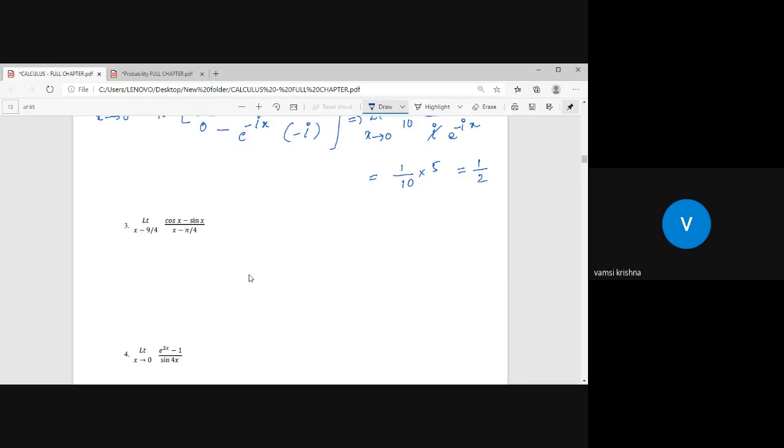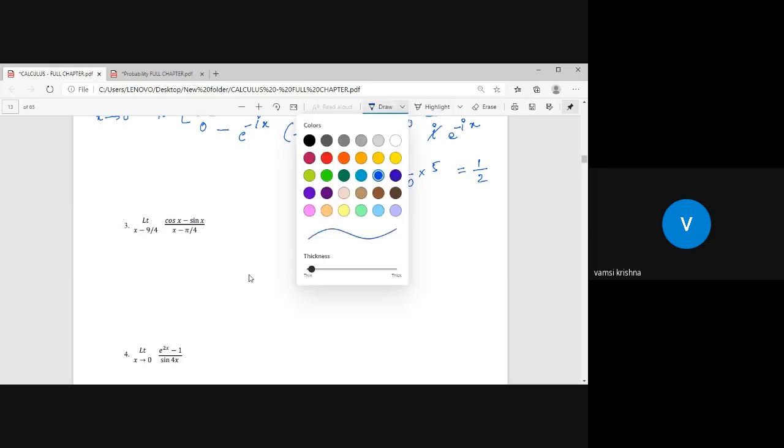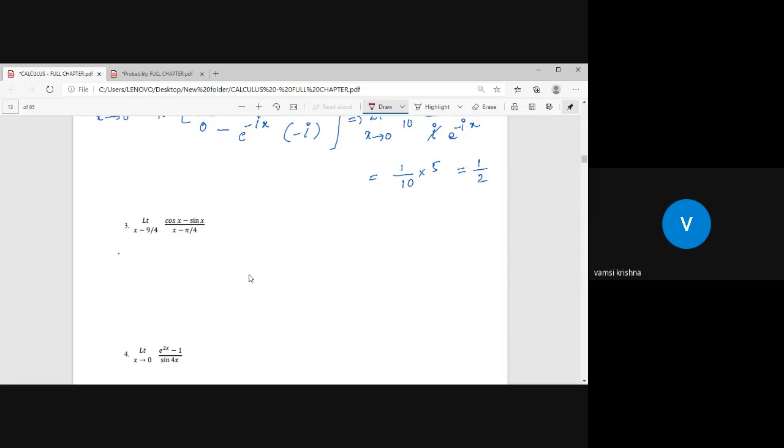Now, next example is limit x tends to pi by 4, (cos x minus sin x) divided by (x minus pi by 4). So in place of x, if you substitute pi by 4, it will become 0. Pi by 4, denominator is 0. So let us apply L'Hospital's principle here.